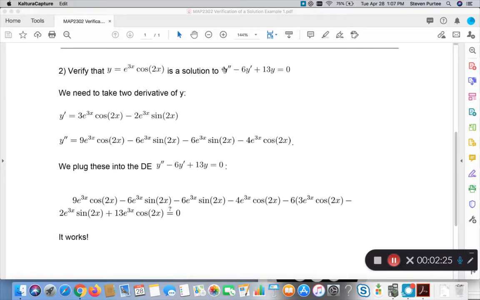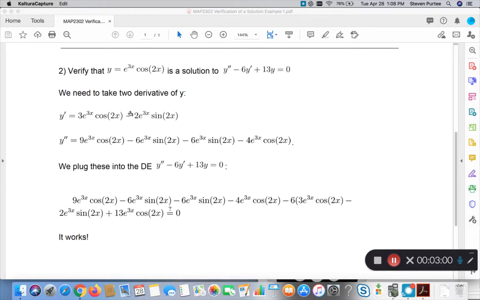Okay, my DE has a y prime and a y double prime in it, so I'll need to find both of those. In order to get y prime, I'm going to have to chain rule this, so you should verify this is y prime on your own. And then to get y double prime, I'm going to have to product rule and chain rule. I'm going to have to use product rule and chain rule again here. So verify on your own that this is the second derivative.